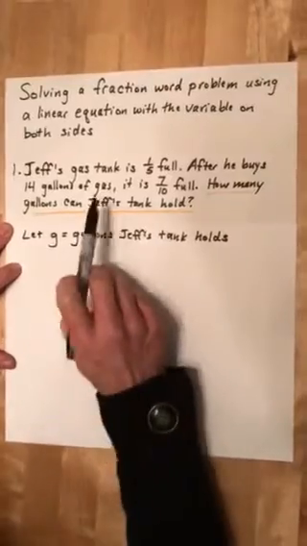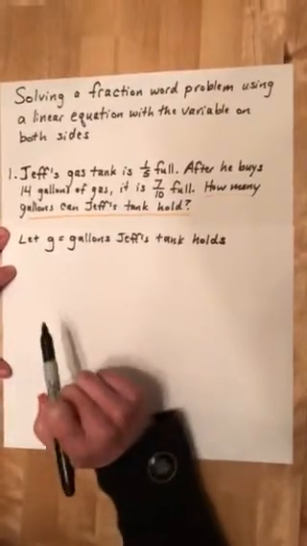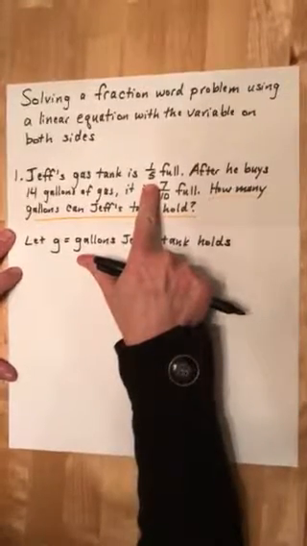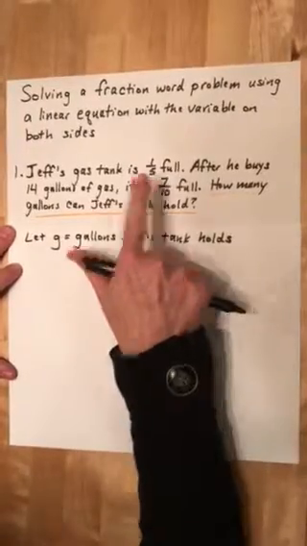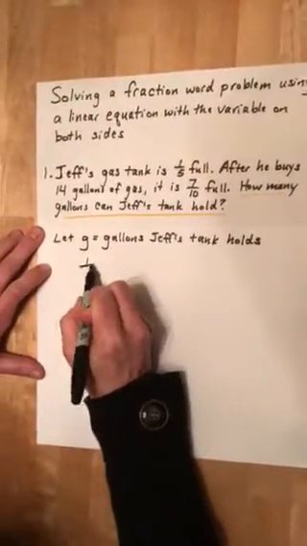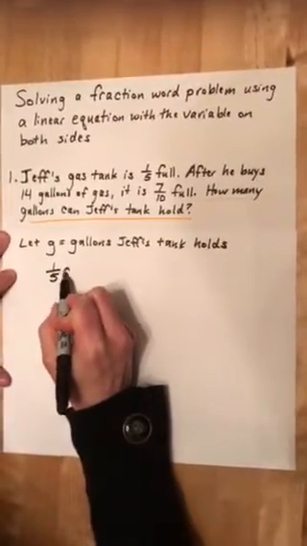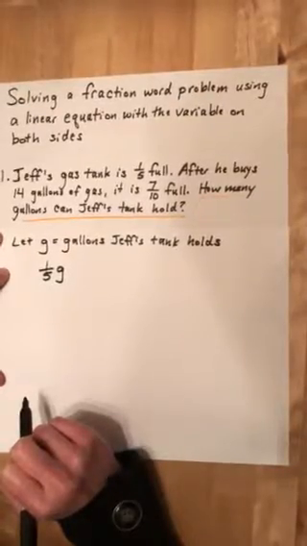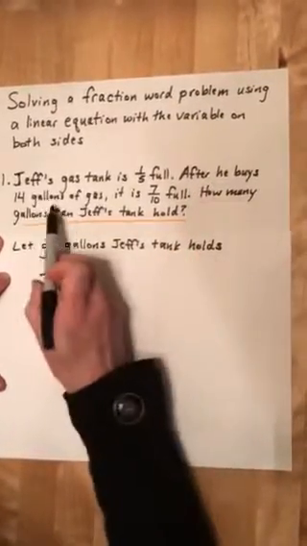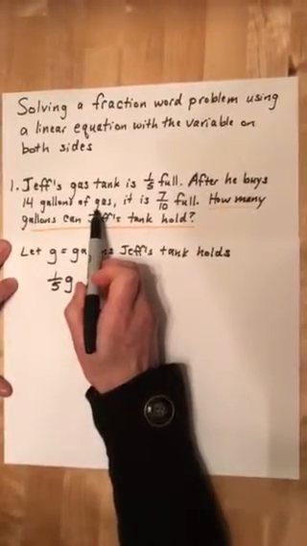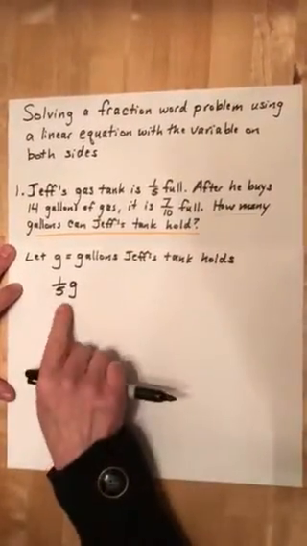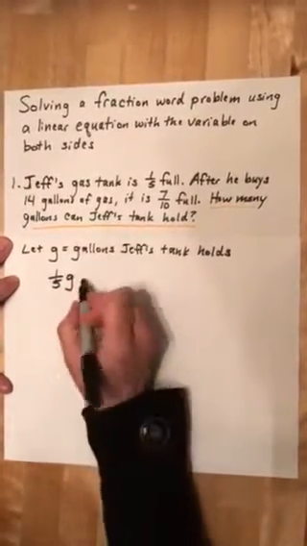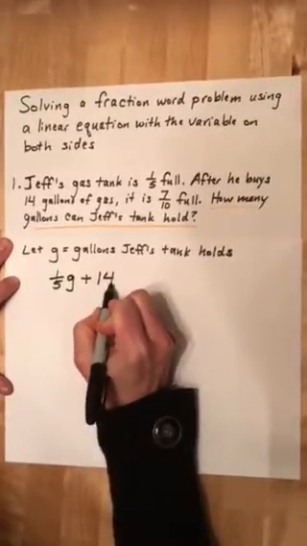Okay, and so it looks like his gas tank starts 1/5 full. Well, 1/5 full means it only has 1/5 of the gallons that it could be holding. And so right now it's starting at 1/5 of G. So 1/5 multiplied by the total number of gallons that could be in there. All right, and then it says after he buys 14 gallons of gas. So if he buys gas, that's going to add to the gallons that are in the tank. So it's starting with 1/5 of the gallons. We're adding 14 more gallons.